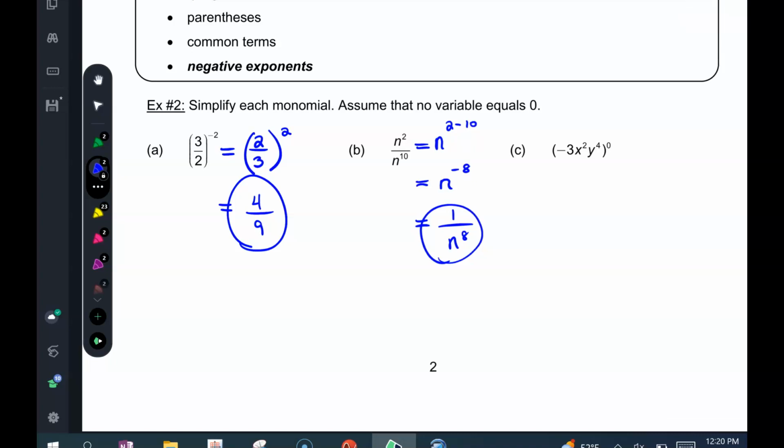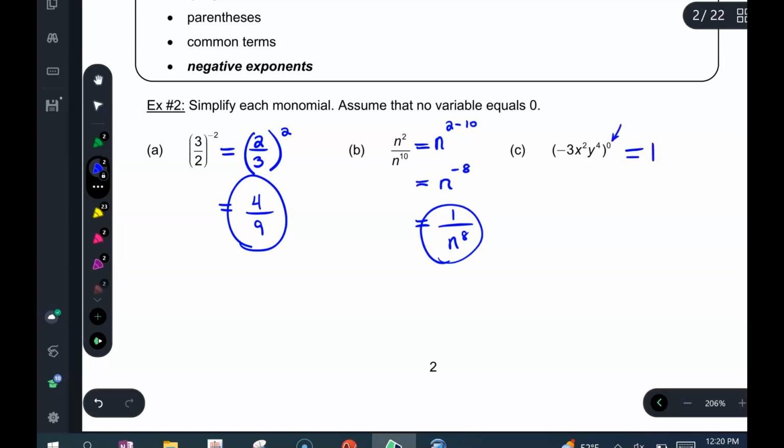See, what do we notice? Yeah, the 0 power, so the whole thing is just 1.